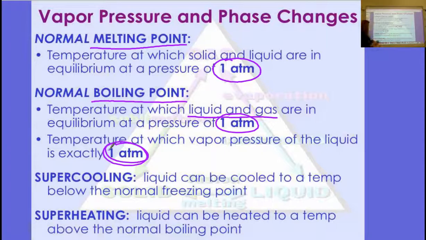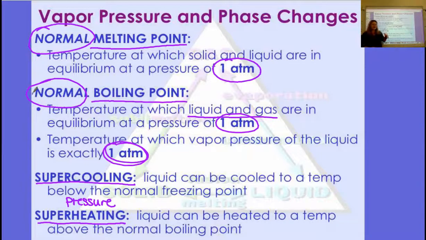Now there are some substances that can be supercooled, so the liquid can stay a liquid below its normal freezing point, and it can be superheated, so it can still be a liquid even above its boiling point. How does this happen? Well, we're going to have to change the pressure here. It wouldn't be at 1 atmosphere. So 1 atmosphere is always the normal, and again, this constant is listed under your thermo section on your periodic table.